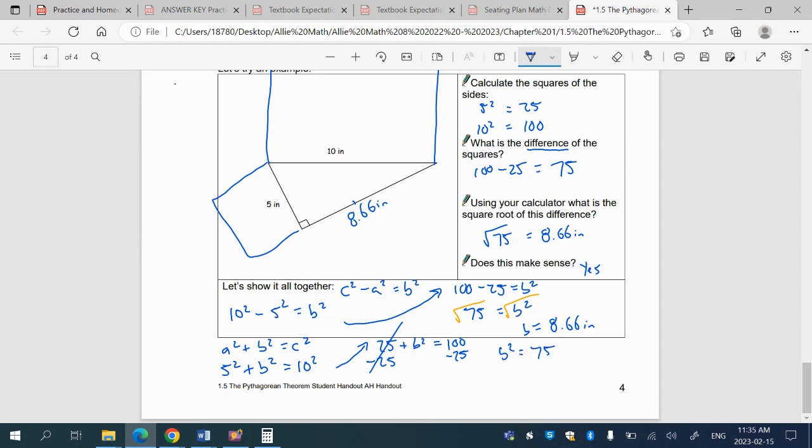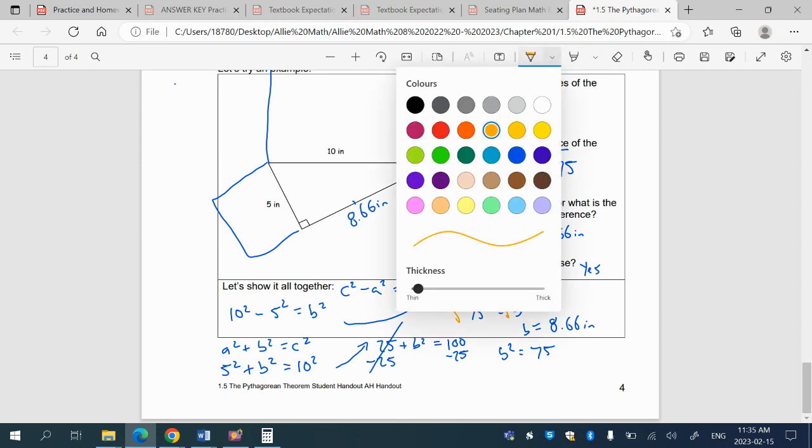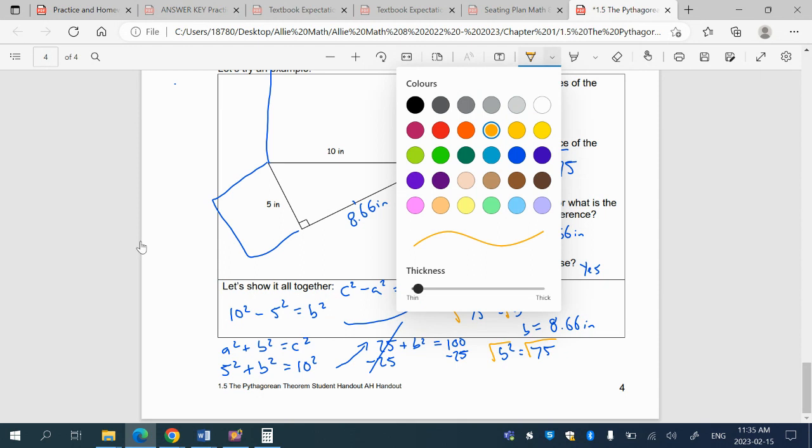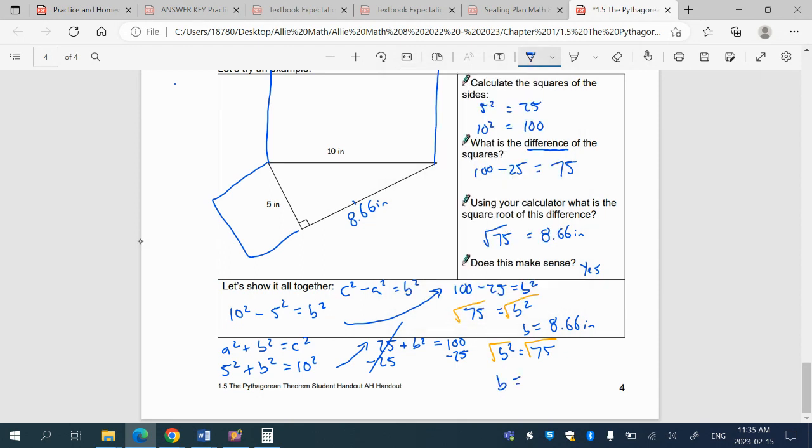And here we are, we're back at this step. Now we just need to take the square root of each side, and we are left with b equals the square root of 75, which is 8.66 inches. So kind of two ways to do it. This is almost like starting a step earlier, but whatever way works for you is the best. Whatever makes sense for you is always the best way to do it.